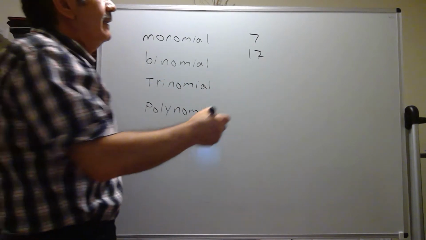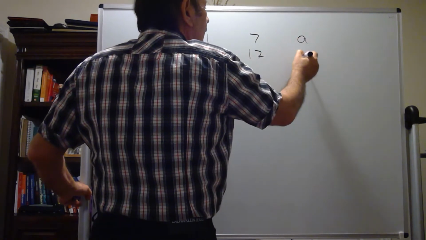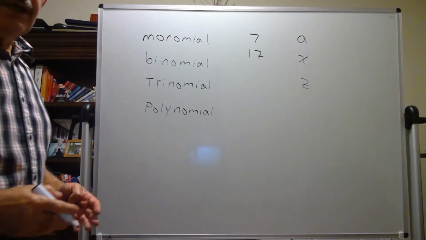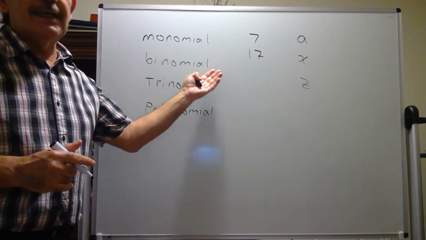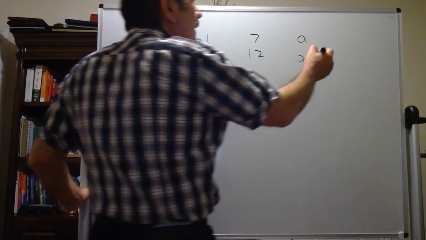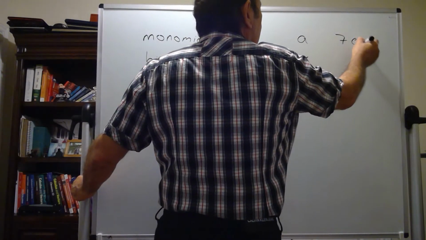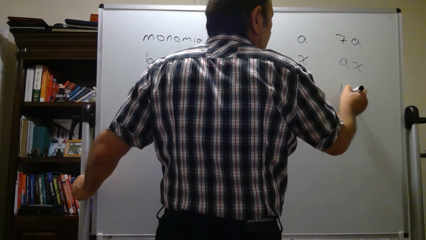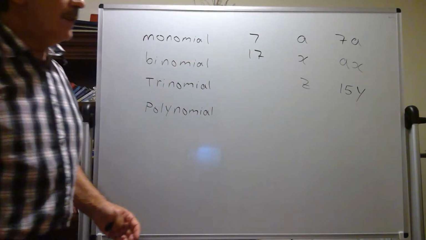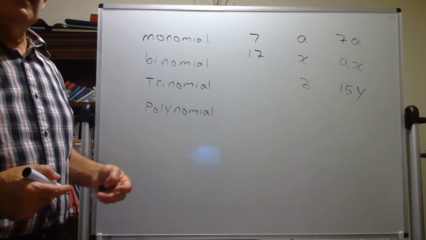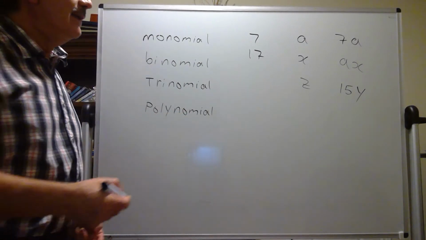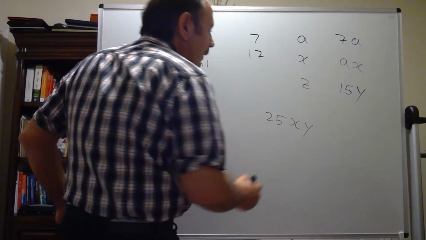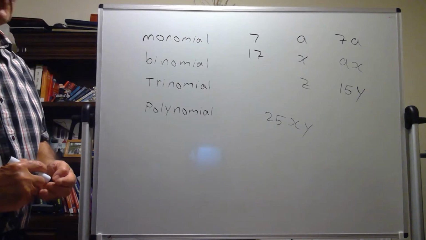or a variable, same as a, x, z, or a product of a constant and a variable, same as 7a, 9x, 15y, or a product of a constant and variables, same as 25xy. All of them are monomial.